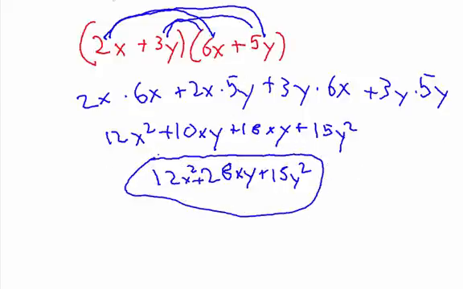So, that is all there is to it. Simply multiply the first term in the first binomial by everything in the second, then distribute the second term. Just doing the distributive property twice.